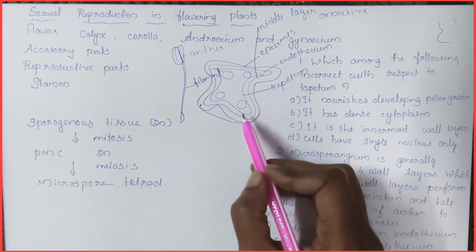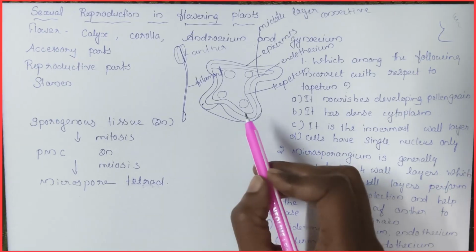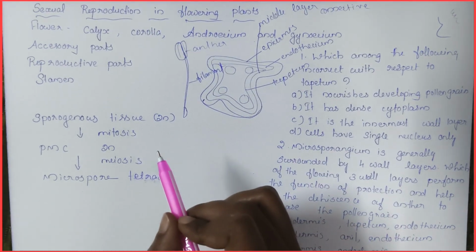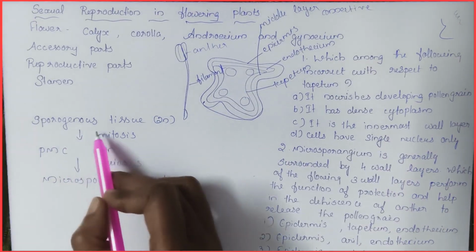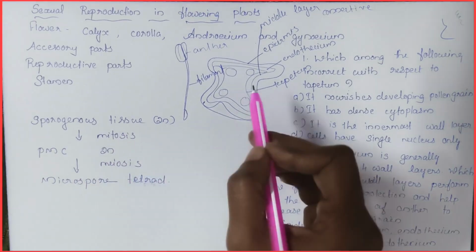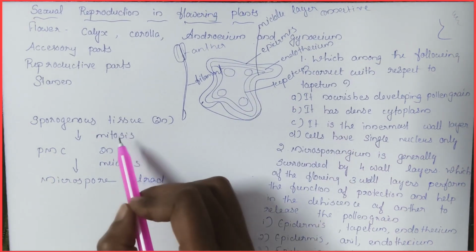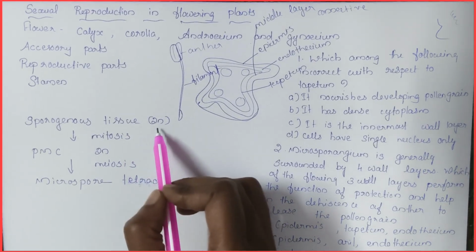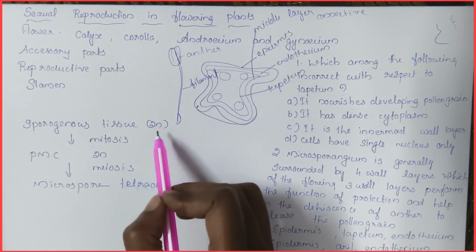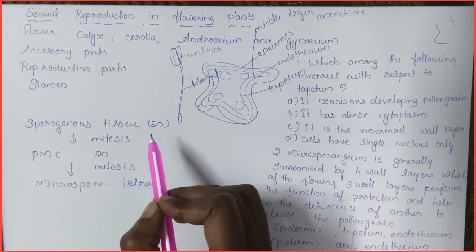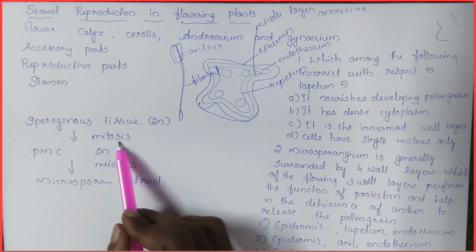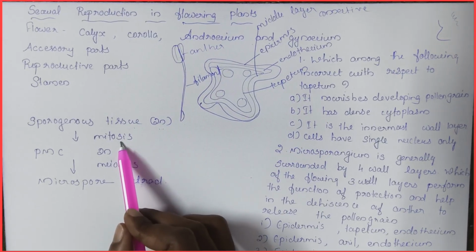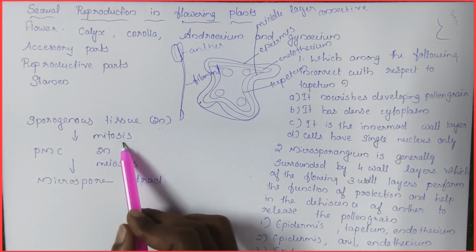Now here, when the anther matures, there are some compactly arranged homogeneous cells that you can call sporogenous tissue. The sporogenous tissue is diploid, or 2n. Ploidy is also very important for NEET. So sporogenous tissue undergoes mitosis. What kind of cell division is this? It is mitosis.